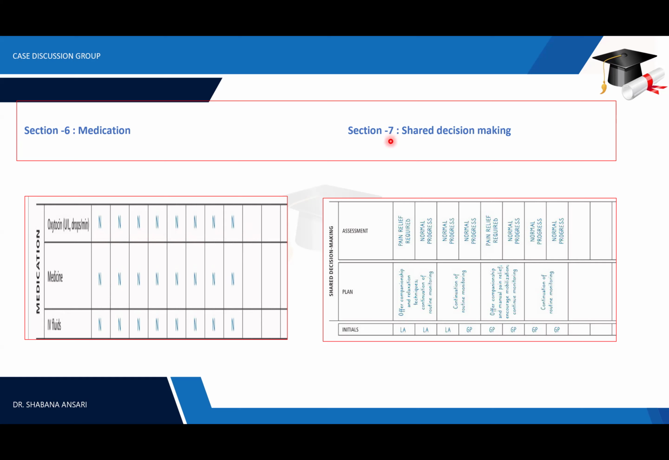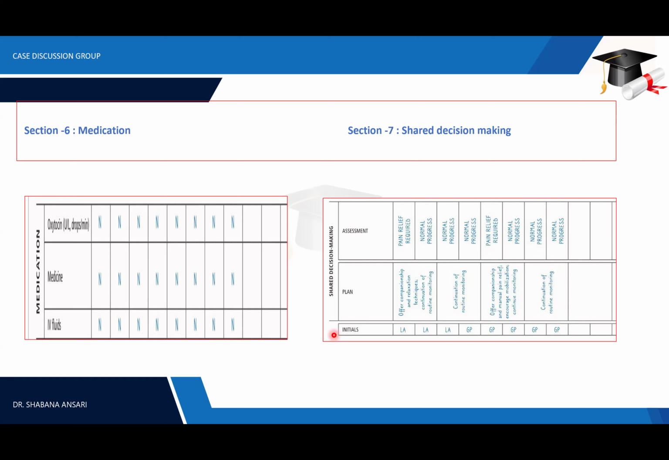Then comes section 7. This is a new section, shared decision making. So here we will be doing the assessment: whether patient needs pain relief and how is the progress of the labor. Then we have to write down our plan. If she needs pain relief, yes, we have to inform the anesthetist to provide the pain relief. And if she needs companion, we will inform our midwife to provide the companion. And if labor is progressing well, then we can write our plan as continuation of routine monitoring.